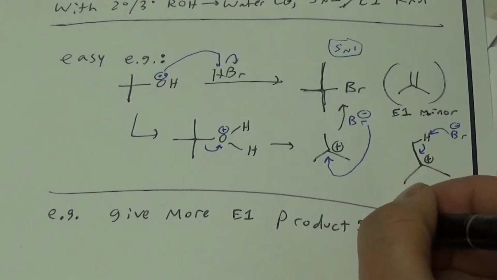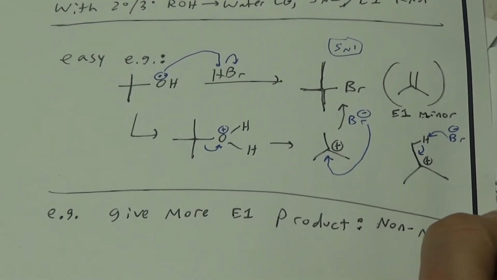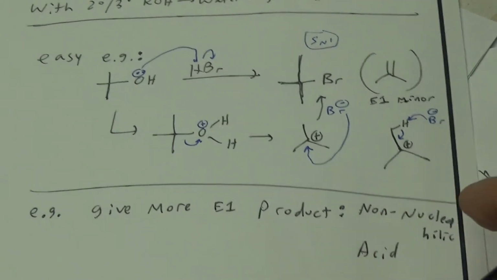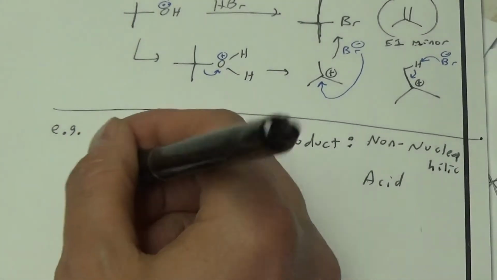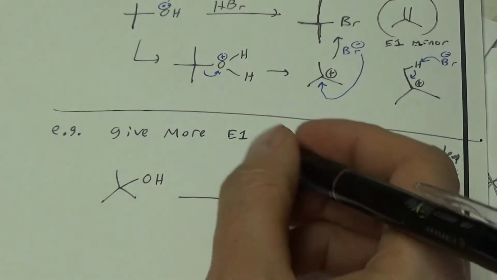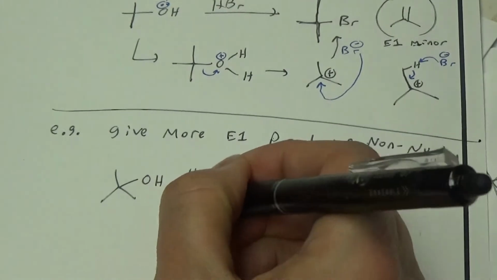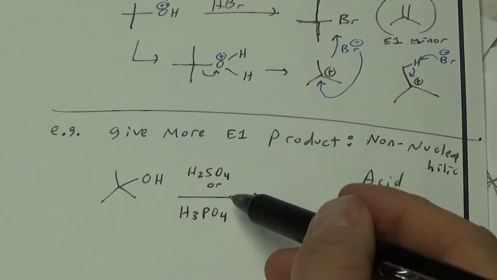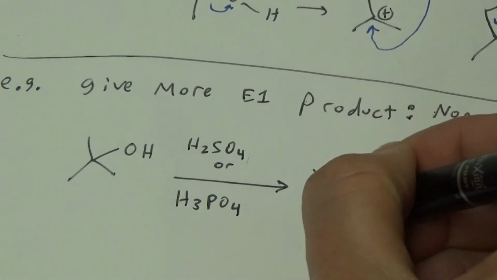The answer is use a non-nucleophilic acid. So don't use HBr. Certain acids are not nucleophilic, and we'll show one. So to do a non-nucleophilic acid, the typical ones that we teach in this course are sulfuric acid, H2SO4, or phosphoric acid, H3PO4. Sulfuric acid and phosphoric acid do not have a good nucleophile, but they're insanely acidic. And these ones, the primary product is going to be E1.